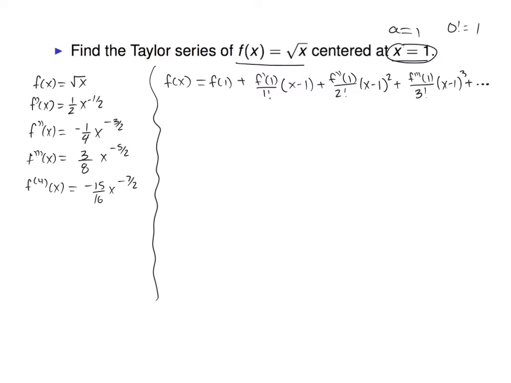All right, now plug in those numbers and just give me kind of a list. So f of 1 is 1, plus then we have a half times x minus 1, right?